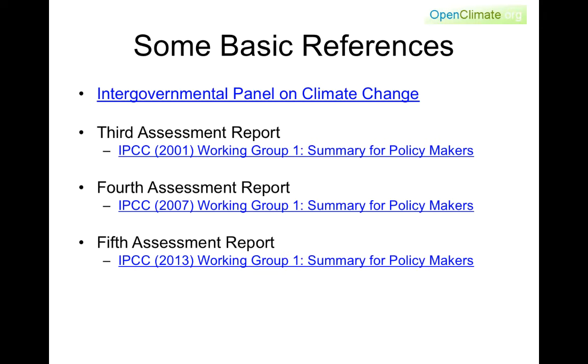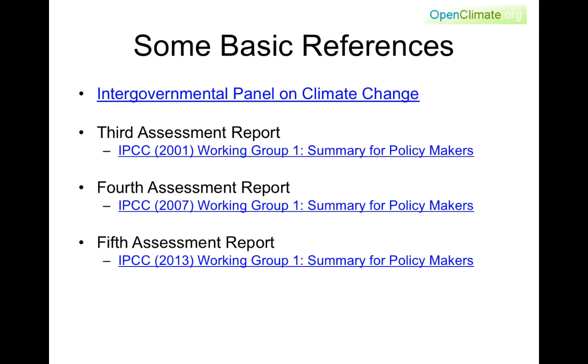The source of these plots is going to be the Intergovernmental Panel on Climate Change, which assesses the state of the knowledge about climate change on time periods of about 5 to 6 years and produces these comprehensive reports, which include a summary for the policymakers, which I have provided information or links to in the lecture. I'm going to look at the third, fourth, and fifth assessment report.